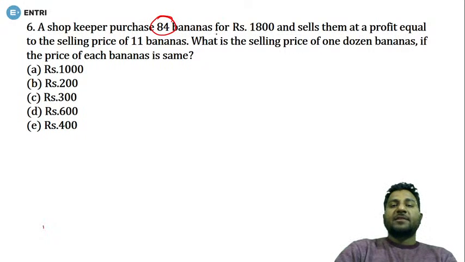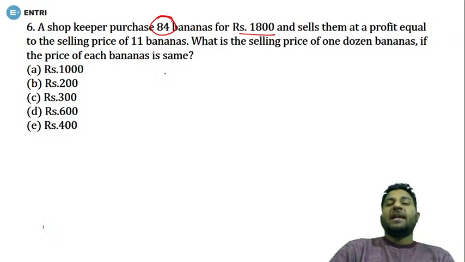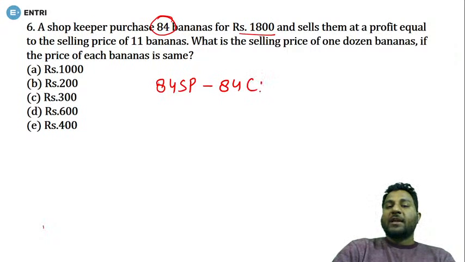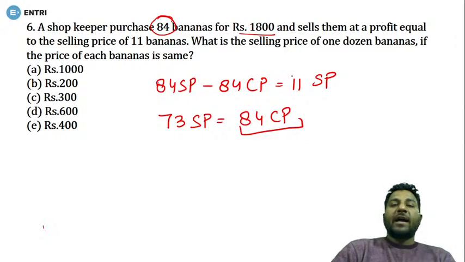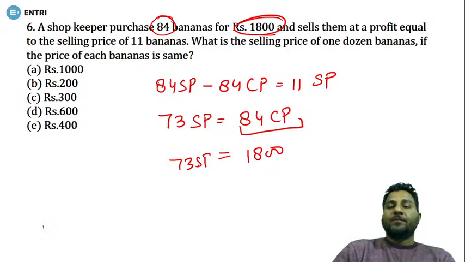Look, 84 bananas you have purchased for 1800 and sell them at a profit equal to 11 bananas' selling price. Alright, so clearly look at this. 84 bananas' selling price must be compared with 84 bananas' cost price, and it has to be equal to 11 bananas' selling price. That means 73 bananas' selling price must be equal to 84 bananas' cost price, and you know the 84 bananas' cost price is equal to what? 1800. Now when you solve this one, you will be getting mostly how much?